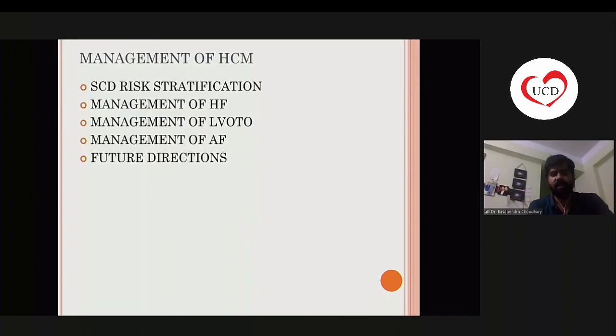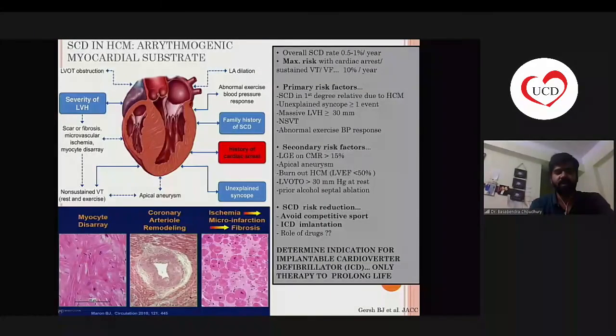Next slide. So management of HCM, though it has no cure, should comprise sudden cardiac death risk stratification, management of heart failure, management of LVOT obstruction, management of atrial fibrillation, and some future directions in management are coming up. Next slide. So SCD, sudden cardiac death in HCM: there is an arrhythmogenic myocardial substrate due to myocyte disarray, coronary artery remodeling, small microinfarction and fibrosis.